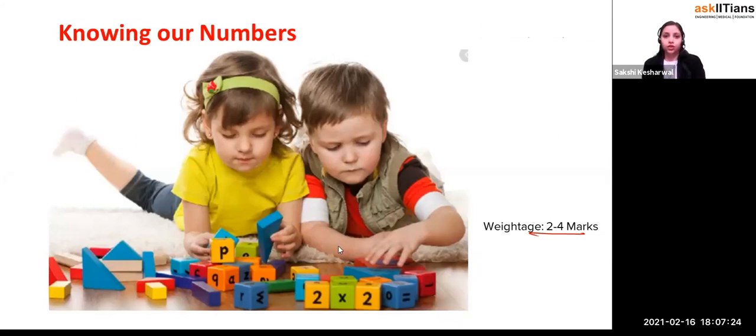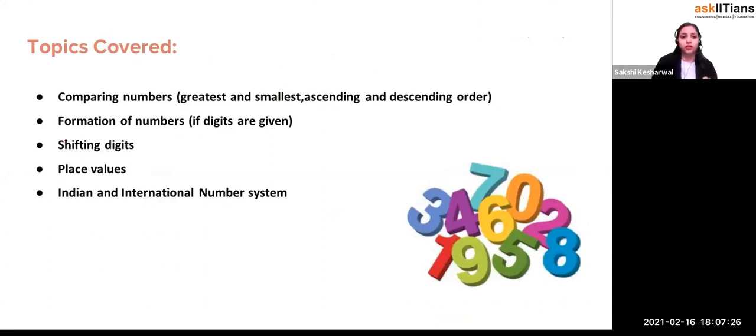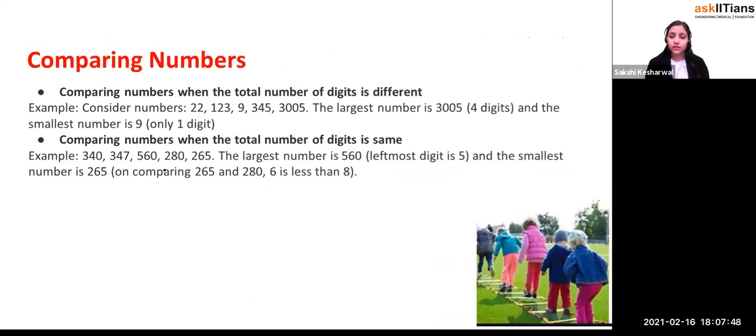So let's start. What are the topics that we'll be taking up? We'll be doing drawing our numbers, comparing of numbers, formation of a number if the digits are given, shifting of digits, place value, and the international and national system. I think when you see everything, you will say, "Oh, I have already done this in class 5." So let's do a quick revision on it, right? Basically we have comparing of numbers. There are two things we say here. Let me just take a highlighter.